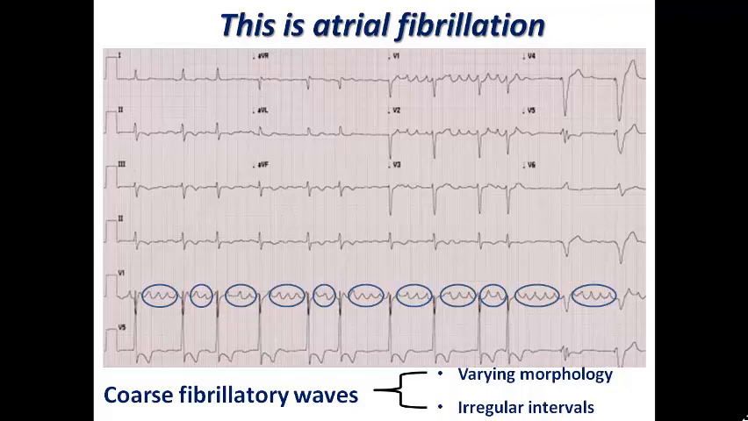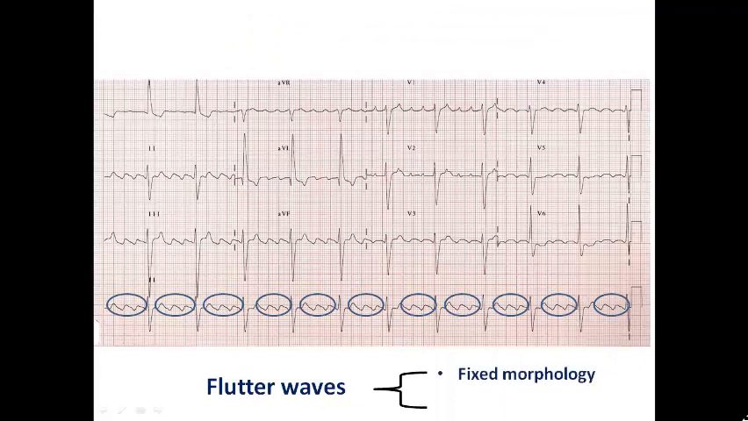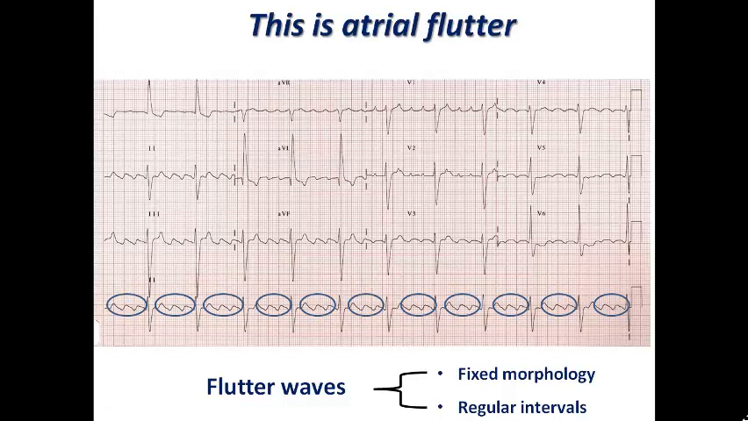Atrial fibrillation has a completely separate mechanism from atrial flutter. In this ECG, we see these are flutter waves. They have fixed morphology and they have regular intervals inside the atrium. Here, when I'm saying regular interval, I am not speaking about the RR interval. I'm speaking about the PP interval, which means here the regularity of the flutter rhythm itself inside the atrium, regardless of the ventricular rate. So these are flutter waves, not coarse fibrillatory waves, and this ECG shows atrial flutter.